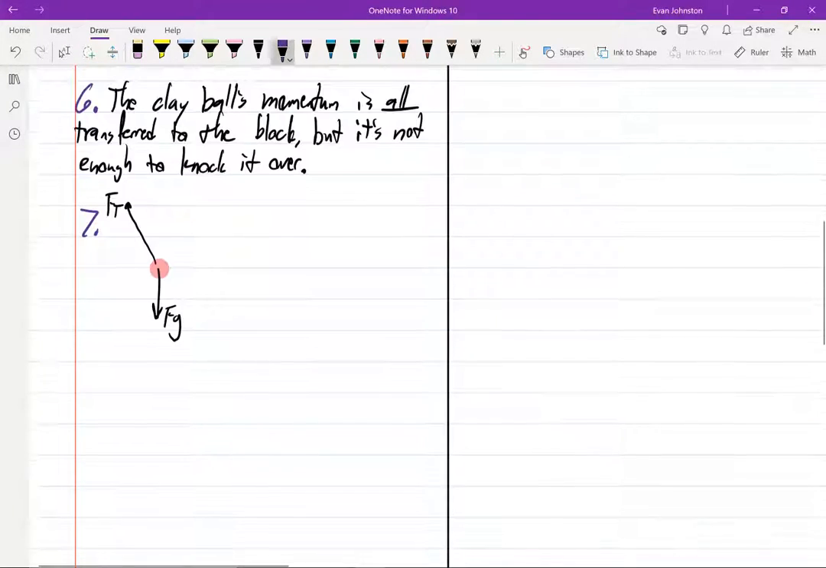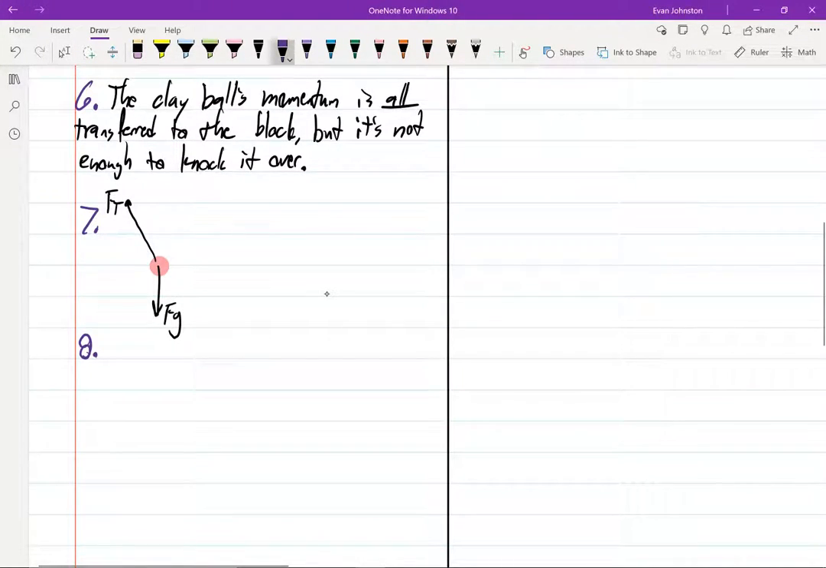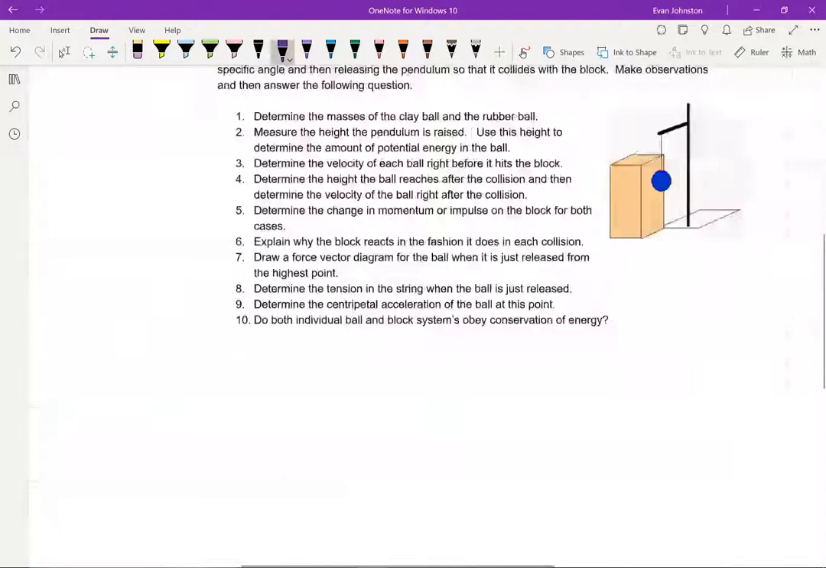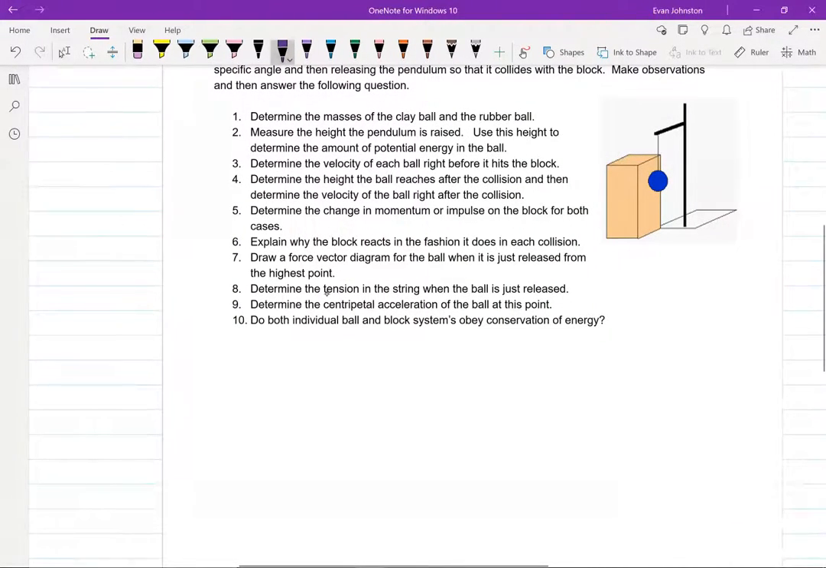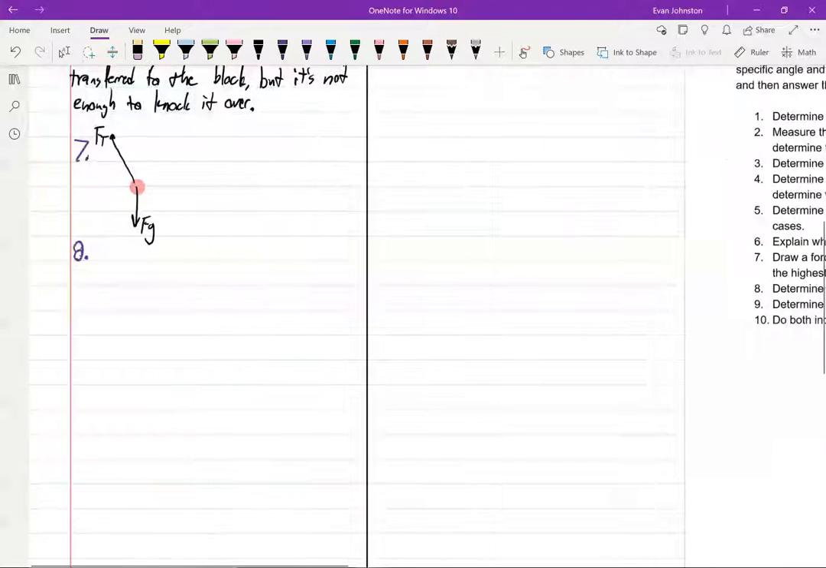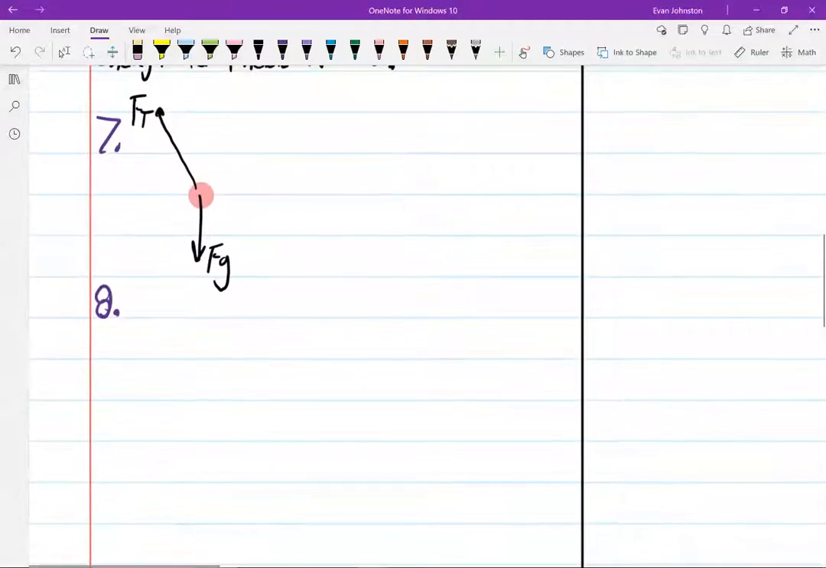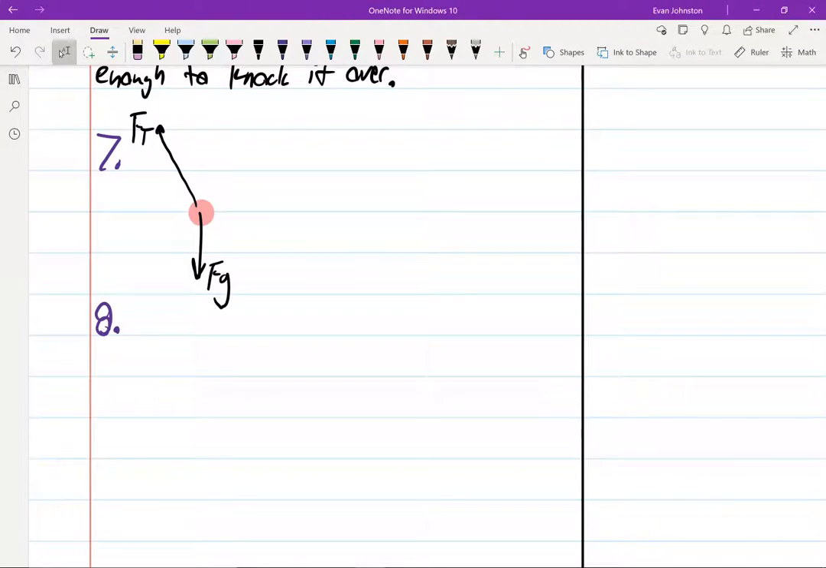So what about 8 now? Looking over here at 8. 8 is where we want to find the tension in the string when the ball was just released. Okay, so to find the tension in the string, this is where things get a little dicey, because we have to remember back to not last unit, but unit 2 actually, which is kind of crazy.